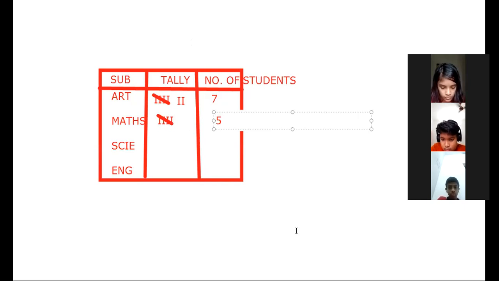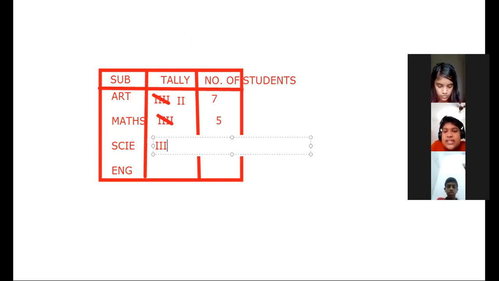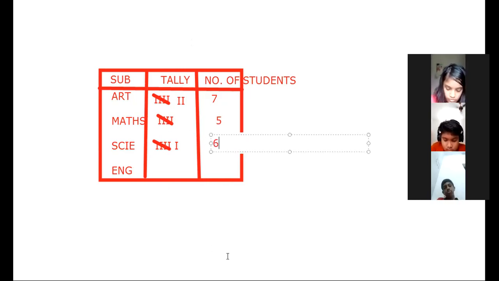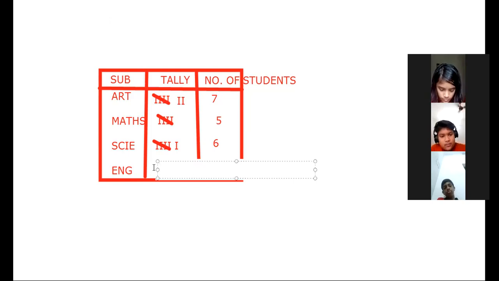And what about science? How many students choose science as their favorite subject? 6 students. So we can mark it like this. So the number of students who chose science as their favorite subject is 6. Then what about English? There are only 4 students.